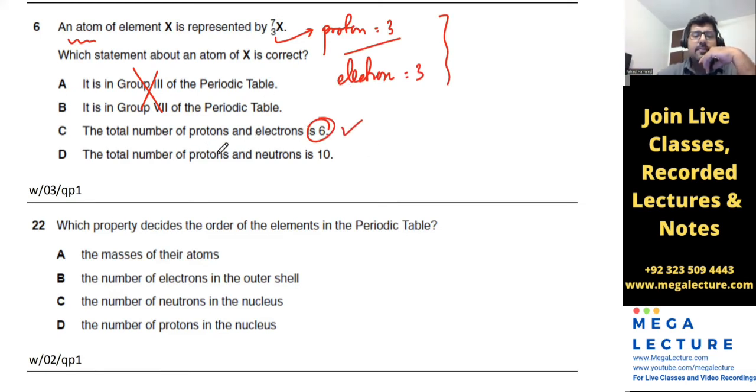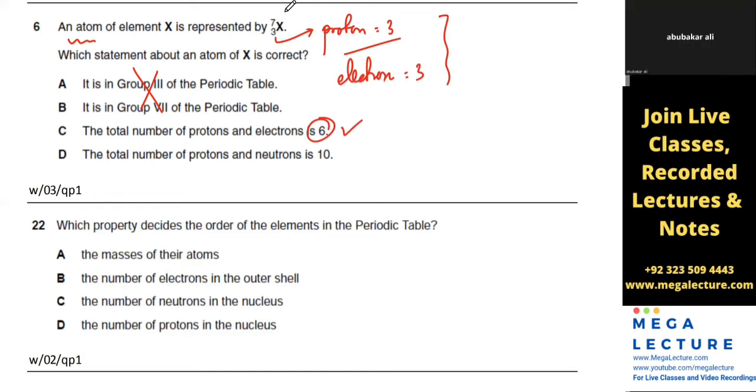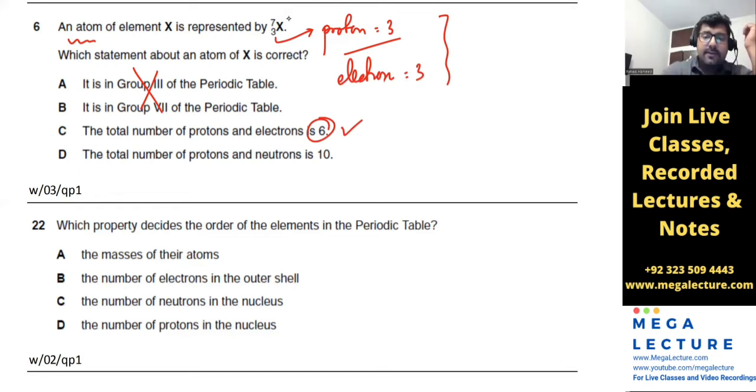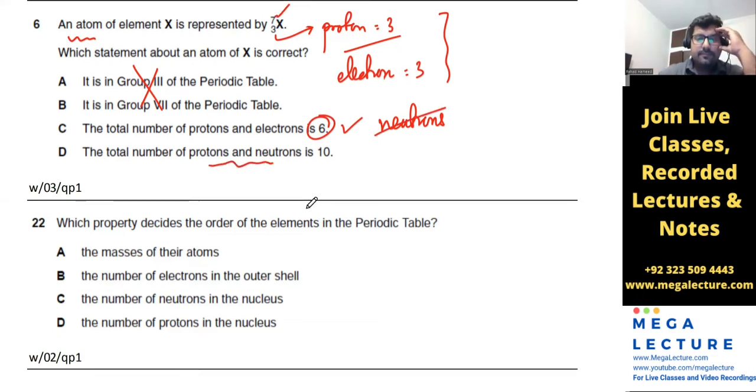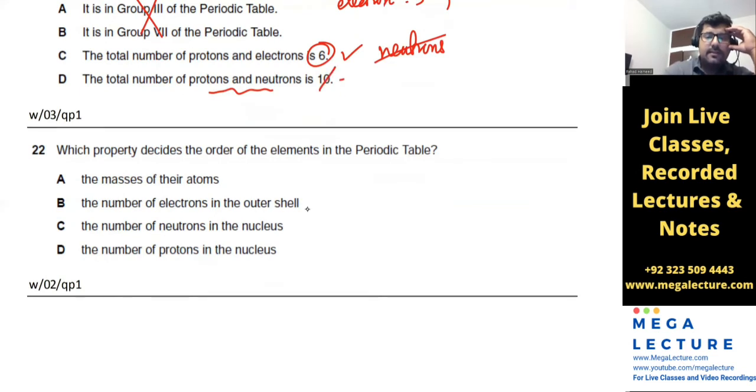What's the total number of protons and neutrons in this? 7. Okay, that's 7. Protons and neutrons is the nucleon number, right? And that's 7 over here. So the answer to this is C.